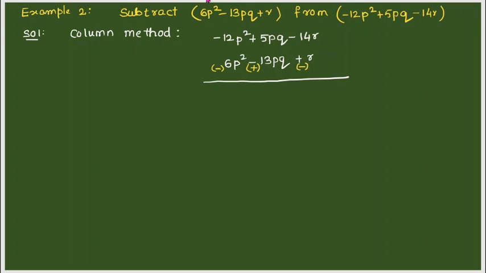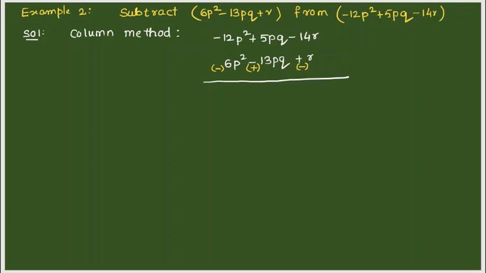Why do we have to change? You know very well that subtraction is the opposite operation of addition. So the negative of plus 6 is minus 6. Negative of minus 13 is plus 13. Negative of plus r is minus r. We need to add the additive inverse of the terms. That's why we are changing the symbols.